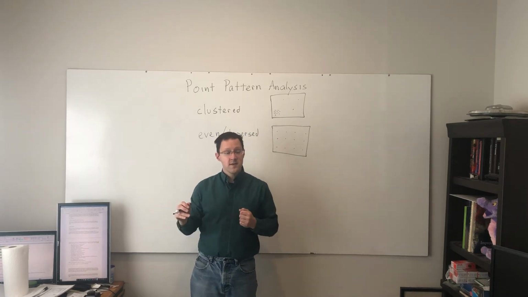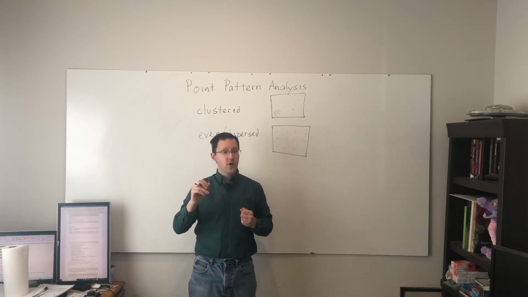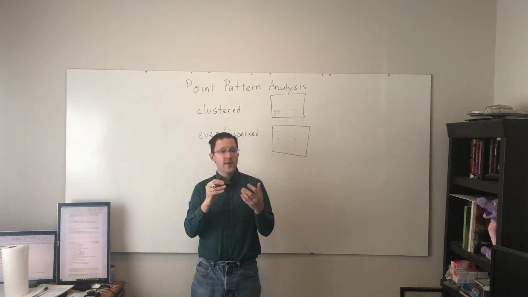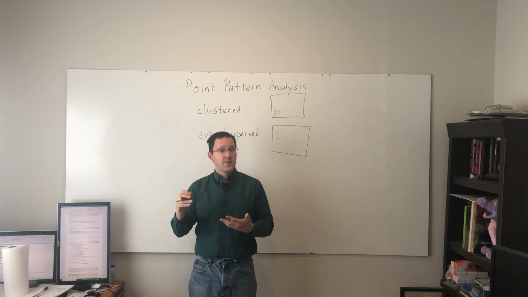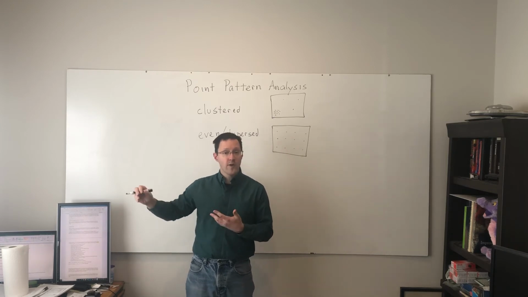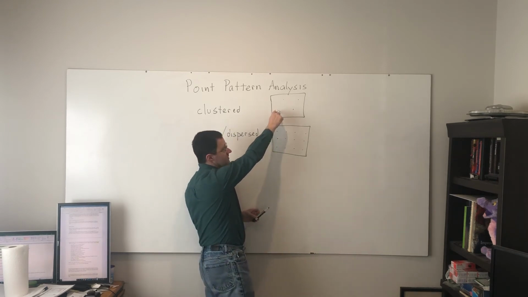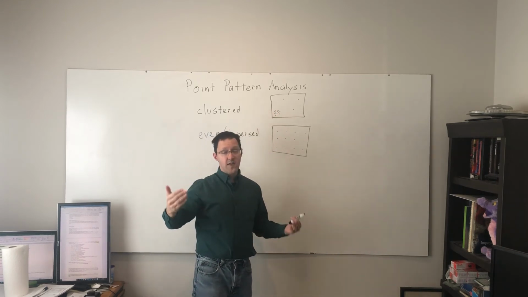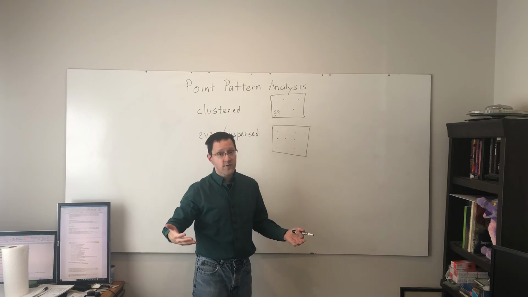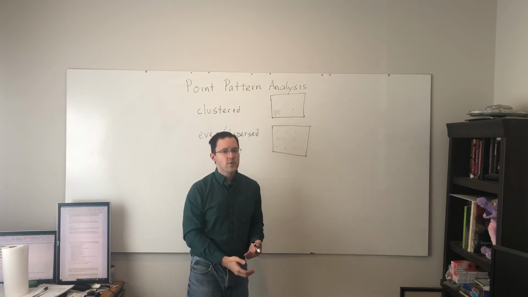It could be a part of the dynamics of how that species spreads. Maybe the seeds don't fall very far from the tree. A tree gets established here, its descendants, its seedlings, because the seeds don't travel far, are going to be clustered around that initial tree.